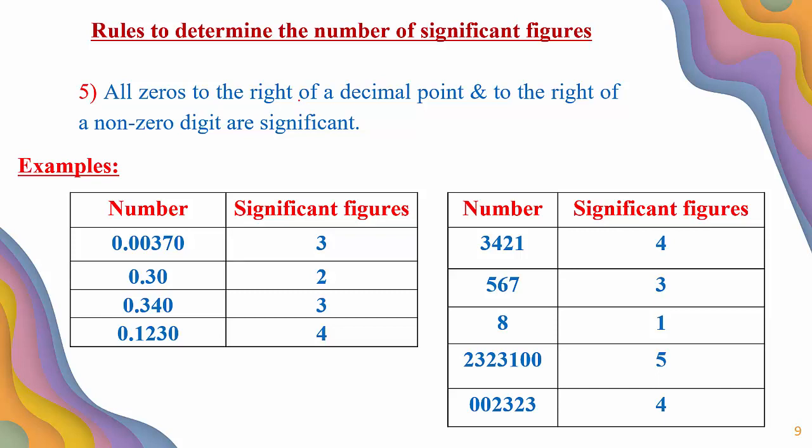Then come to the fifth rule. All zeros to the right of a decimal point and to the right of non-zero digits are significant. What is the rule here? All zeros to the right of the decimal point. For example, if this is a decimal point, on this right side, all zeros on the right of the decimal point are considered as significant, and these zeros should be to the right of the non-zero digits.